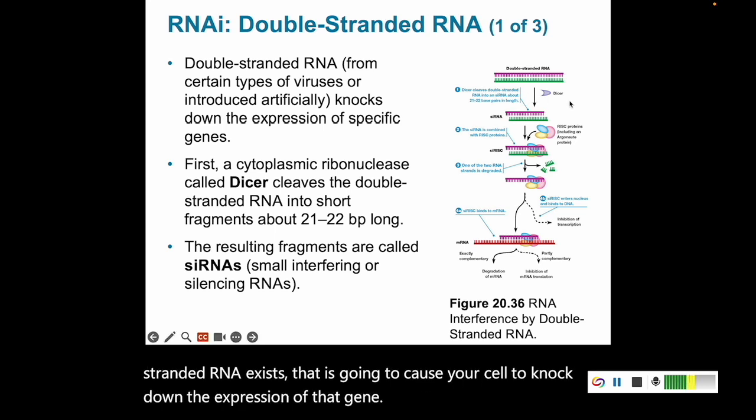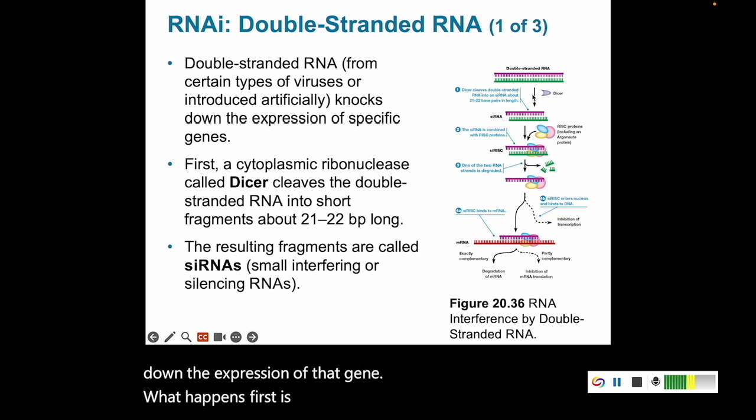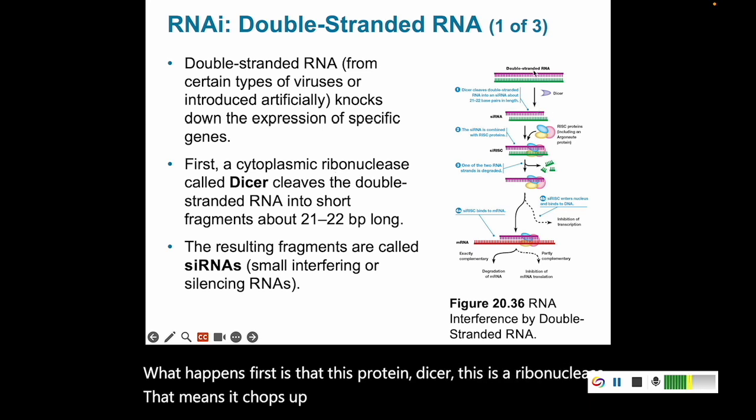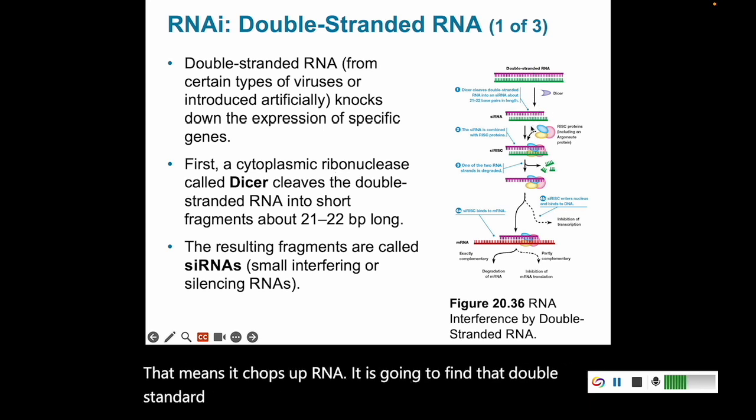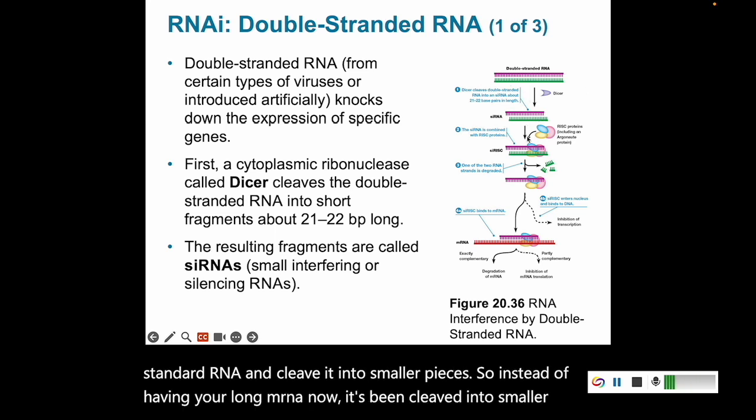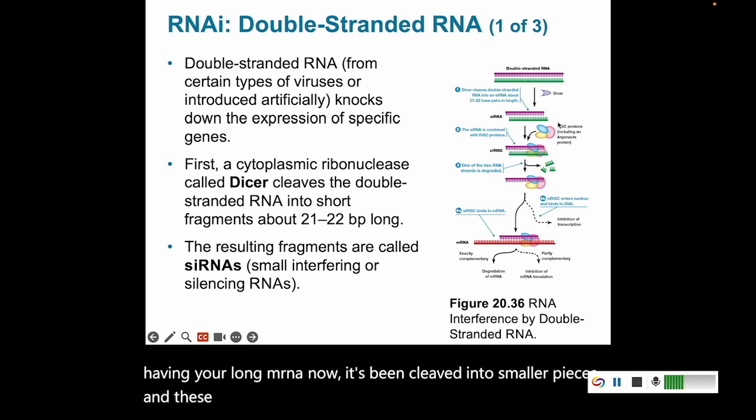What happens first is that this protein dicer, this is a ribonuclease. That means it chops up RNA. It is going to find that double-stranded RNA and cleave it into smaller pieces. So instead of having your long mRNA, now it's been cleaved into smaller pieces. And these little pieces are called siRNA, for small interfering RNA or silencing RNA.